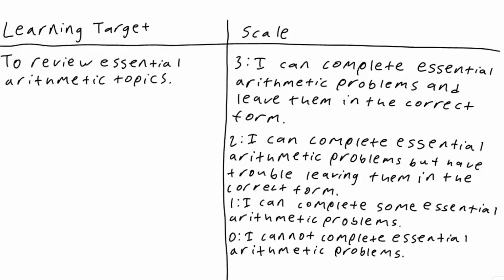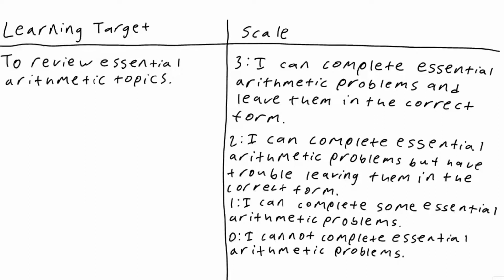So as I mentioned, the learning target for today is to review essential arithmetic topics. On the scale, you're a 3 if you can complete essential arithmetic problems and leave them in the correct form. We're going to be talking about leaving things in the correct form today. You're a 2 if you can complete essential arithmetic problems but have trouble leaving them in the correct form. So you can do them just fine, but then you put them in a form that isn't the greatest answer.